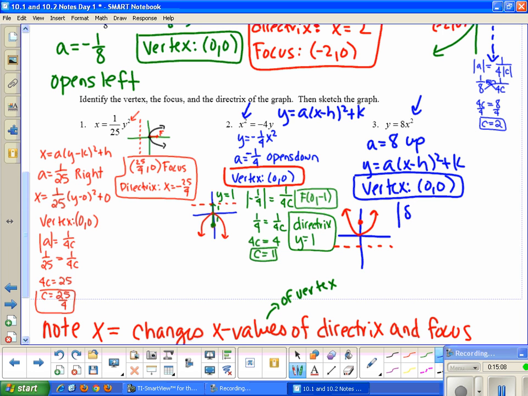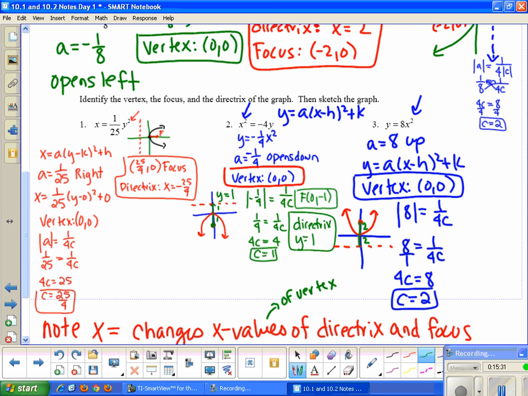So the absolute value of A, which is 8, equals 1 over 4c. So 8 equals 1 over 4c, and it's really 8 over 1. So cross multiply and you get 4c equals 8. So c is equal to 8 divided by 4, which is 2. So the distance from here to here is 2, and the distance from here to here is also 2.